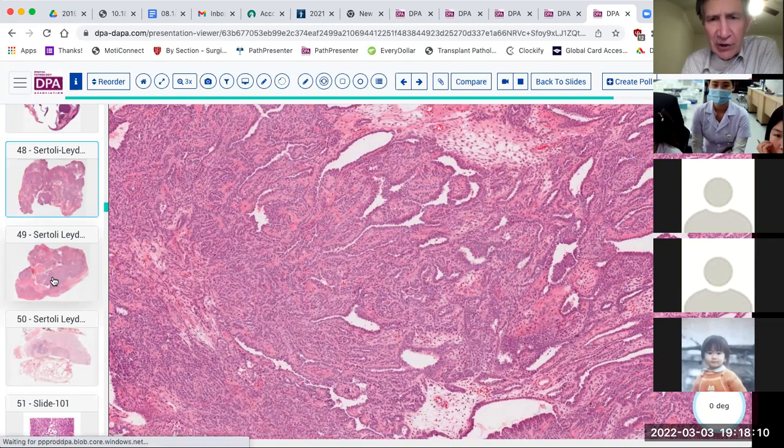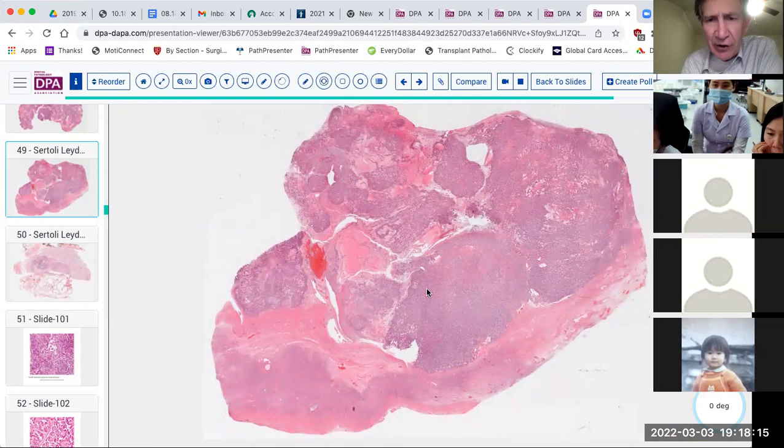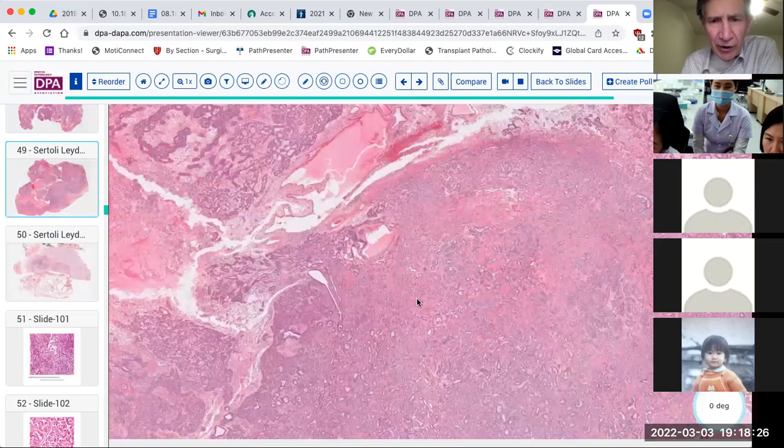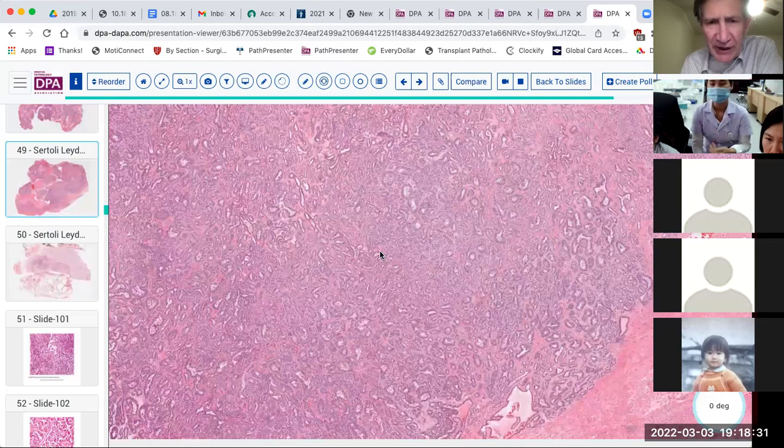Let's look at another example. And I'm showing you several cases so that you can come back and look at these digital slides for yourself, because this is a very broad spectrum of tumor types and morphologies. And so it's important to have seen a number of them.